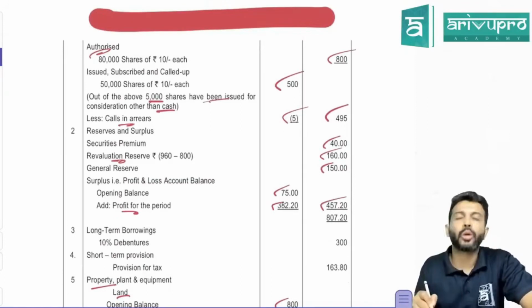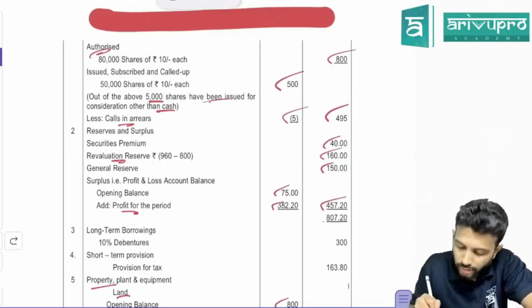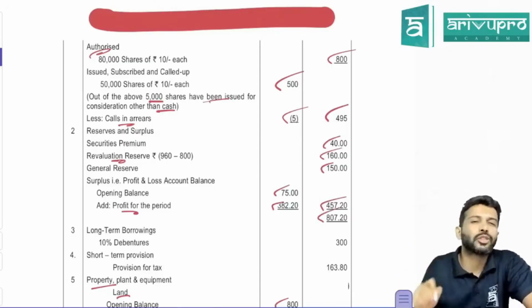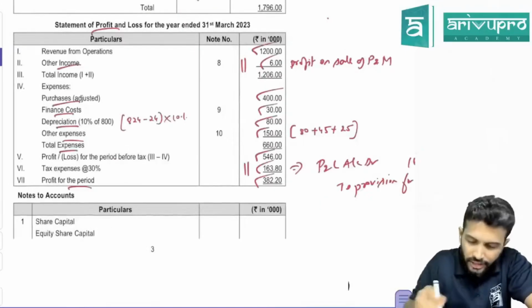So that means what will become the total P&L balance? 457. All the reserves and surplus has been ticked off. So total reserves and surplus is how much? 807.2. That will be pushed to your main balance sheet. Anything else is there?